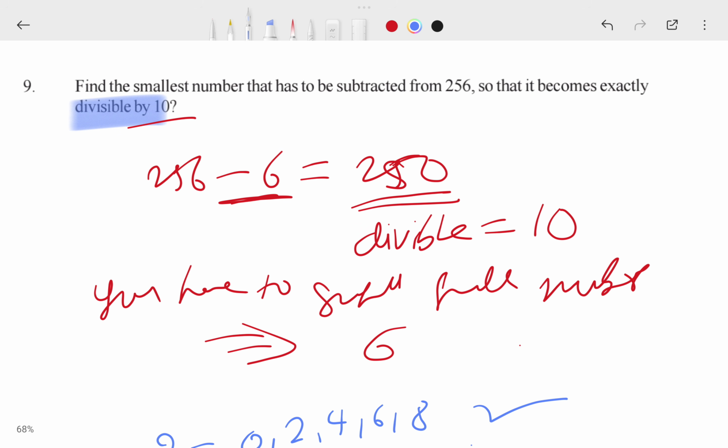So overall this chapter, this exercise 3.1 is clear.